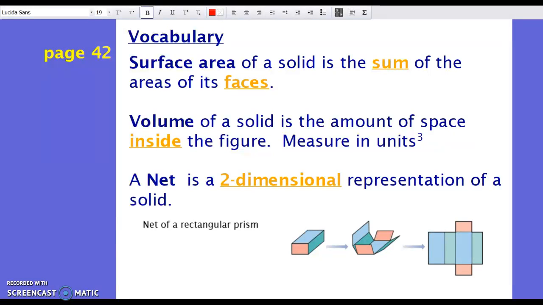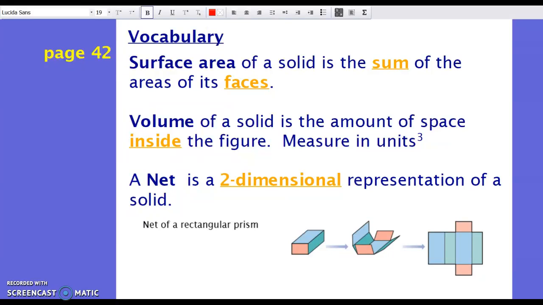Continuing on page 42 are the definitions of surface area and volume. So what is surface area? So think about surface. The surface of water, if you're looking at the ocean, would be like the top part of it. It's what you can see. And that's what surface area is. It's all the outside part, what you can actually see. And it's all of those combined when you're talking about a solid. So surface area of a solid is the sum of the areas of its faces, or all of the sides.